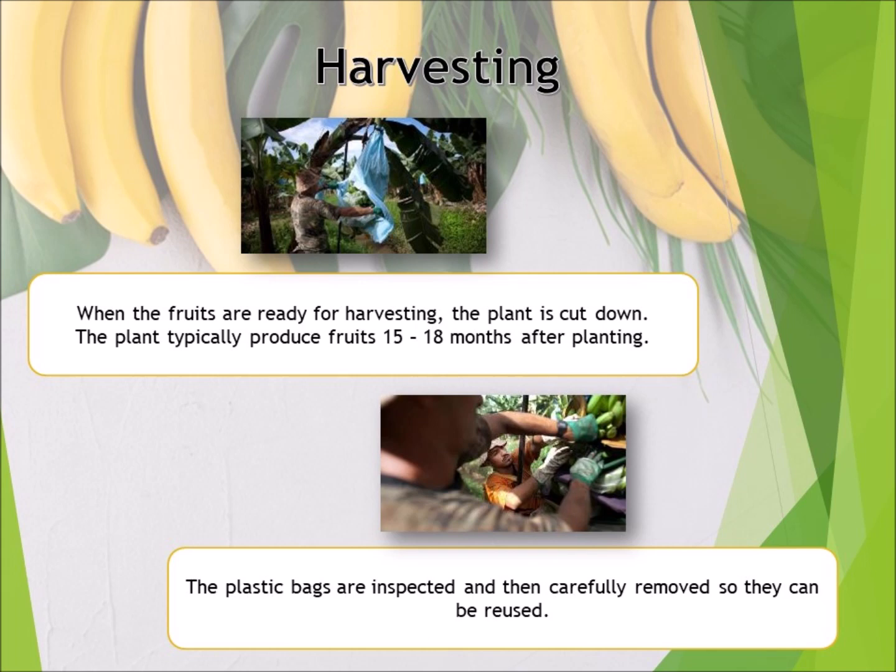When the fruits are ready for harvesting, the plant is cut down. The plant typically produces fruits 15 to 18 months after planting. The plastic bags are inspected and then carefully removed so they can be reused.